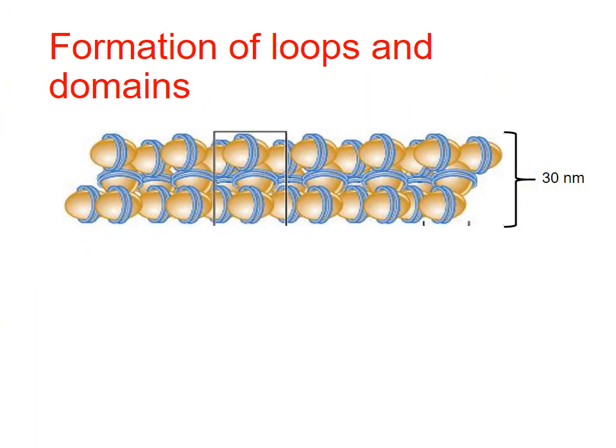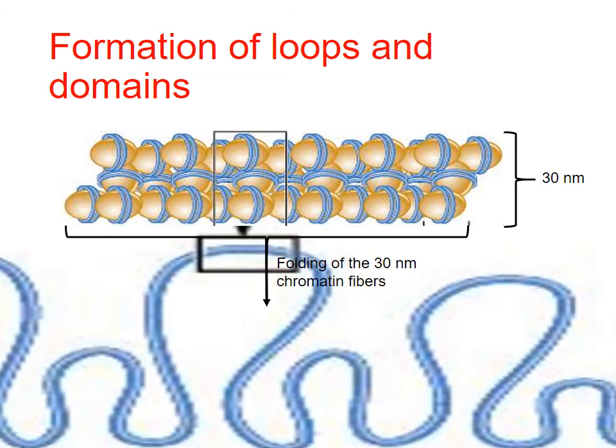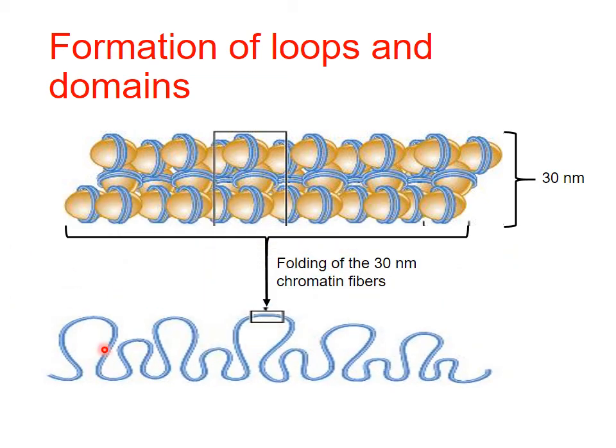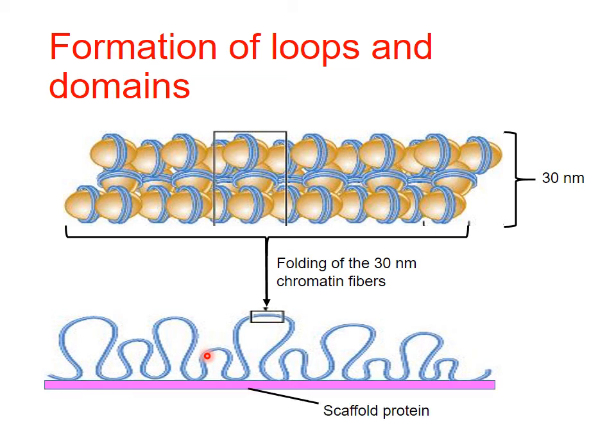Once this 30 nanometer fiber is formed, the process of coiling and winding continues till the entire DNA is thrown into a looped structure. Now this loop structure needs to be stabilized, and that is done by a protein called the scaffold protein. This scaffold protein anchors the entire loop structure to it and prevents it from straightening. Now the diameter of this structure right now is 300 nanometers.